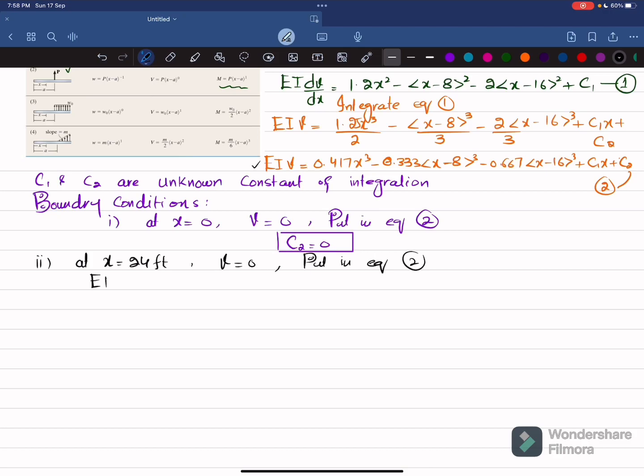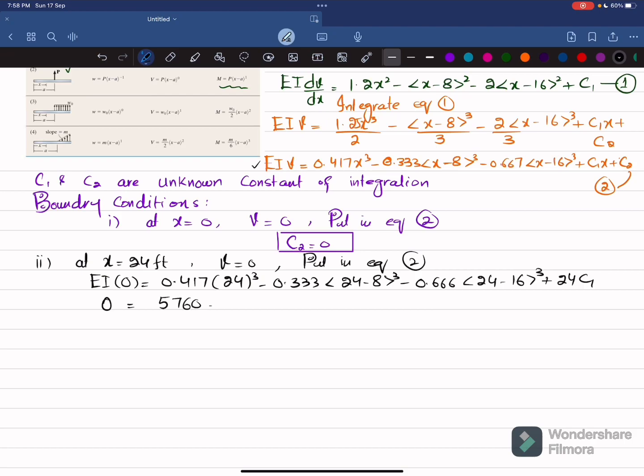So I will write EI into 0 is equal to 0.417 into 24 power 3 minus 0.333 into 24 minus 8 power 3 minus 0.667 into 24 minus 16 power cube plus C1 into x, and x is 24, so 24 C1, and C2 is equal to 0. This first term will be equal to 5760. The second term will give you minus 1365.33, minus the third term will give you 341.33, plus 24 C1. So when you calculate it, you will get C1 equal to minus 169. So now you have C1 and C2.